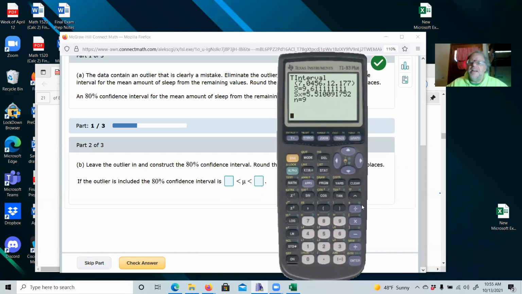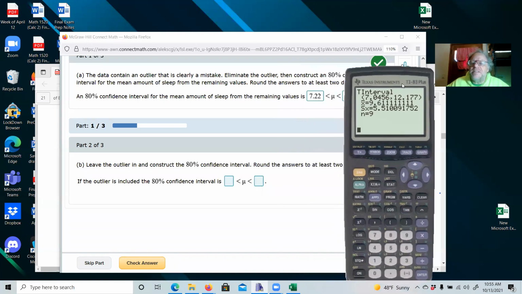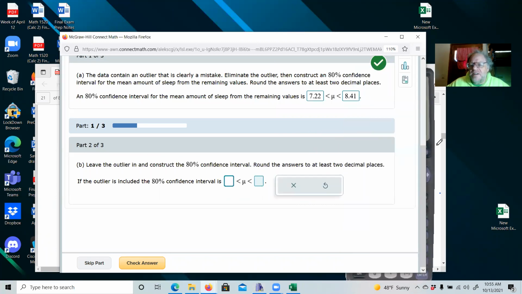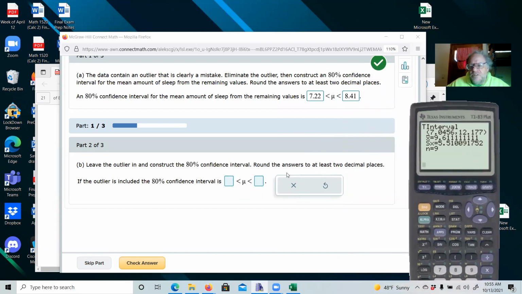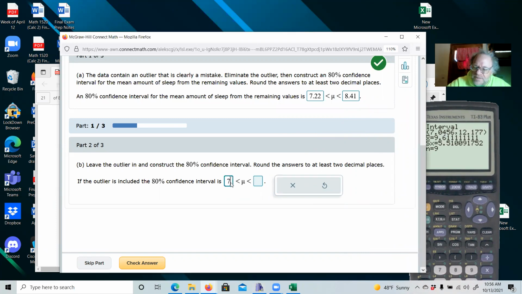Okay. Now look what we get. We get 7 to 12. Because we put that one outlier in, look how much it skewed it. Okay. So this is going to be still 2 decimal places, so 7.05 to 12.18.